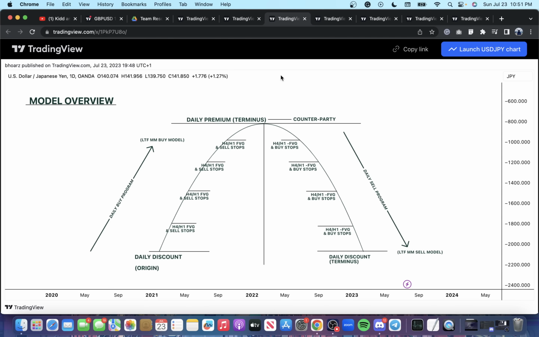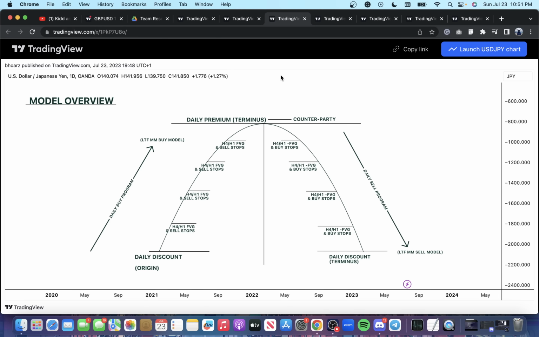If the daily is supposed to consolidate, that's where you see a lot of back and forth on the lower time frame. And by understanding the daily program and also the daily profile, you can select favorable conditions to employ your model in. Now, this is the condition we're looking for to execute our model on.